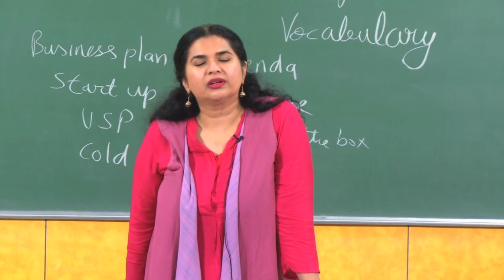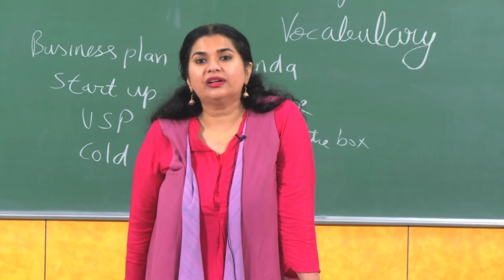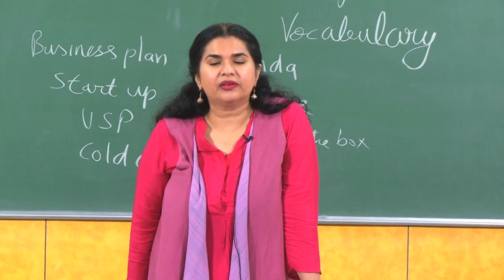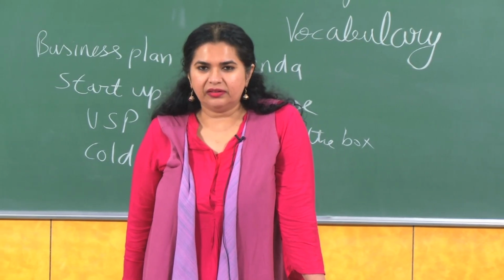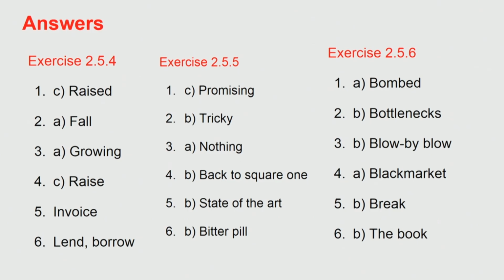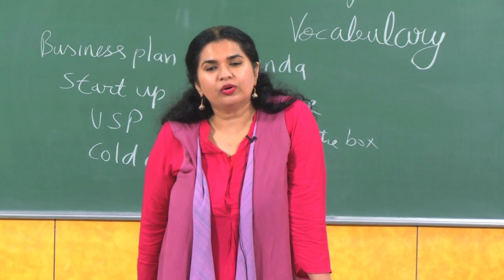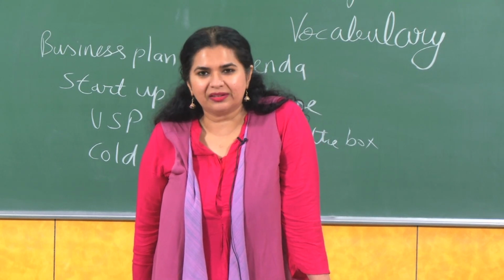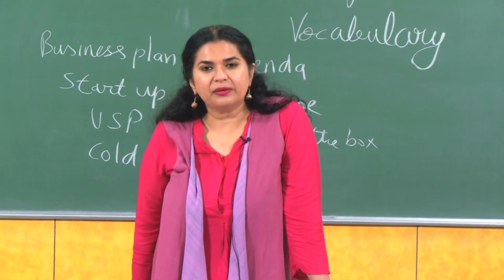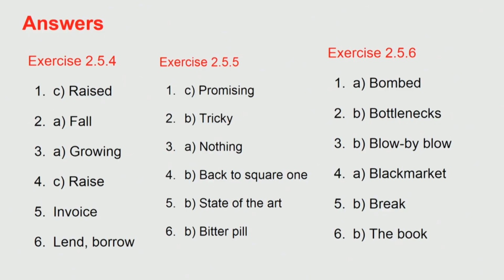And what is bombed? Bombed is not literal here, but it means it is a huge failure, a dismal failure. It did not take off. And of course, blow by blow is moment by moment, every minute. So, third is B, blow by blow account of something. You give a blow by blow account of something, that is a minute by minute account of something. It is a very popular word. 4A, black market. 5th, B, break, and 6th, B, the book.